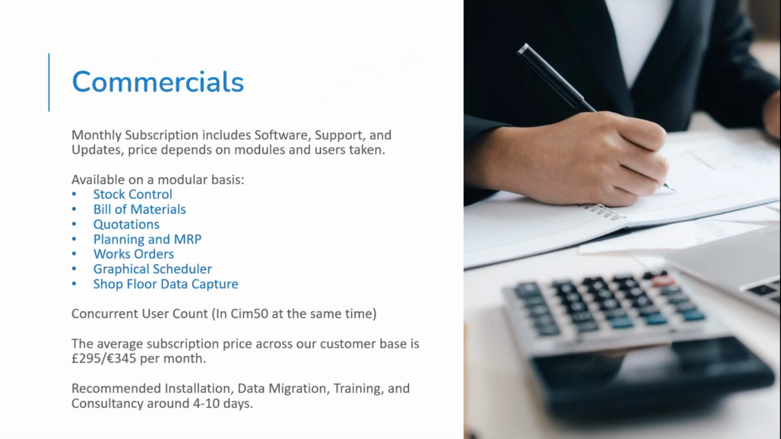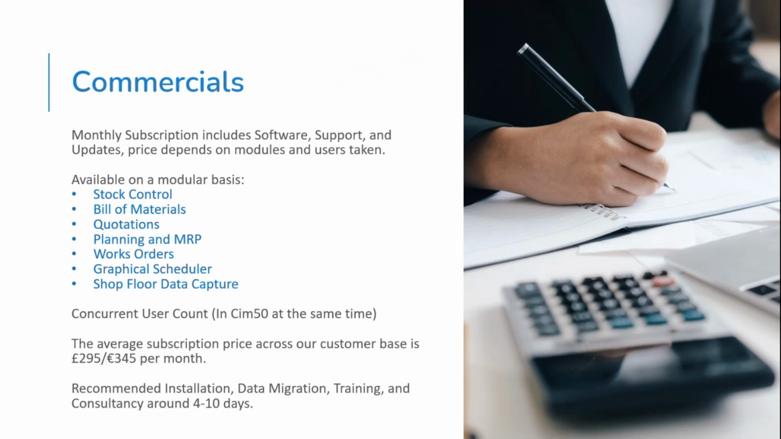So on the commercial side of things, there is a monthly subscription for the Cim50, which includes the software, support and updates. The price will depend on which of the 7 modules and the number of concurrent users that you will require for Cim50. And when I talk about concurrent, that's in the solution at the same time. And just to give you an idea of the price of the subscription, depending on the modules and the users, that price will vary. But our average price across the customer base is €295 per month or €345.